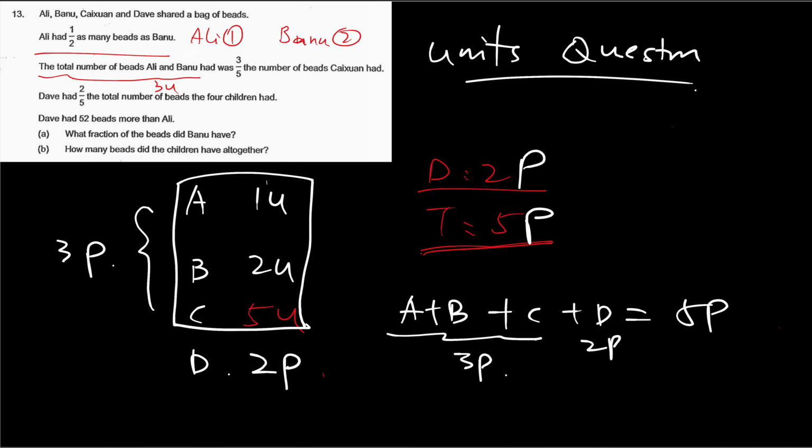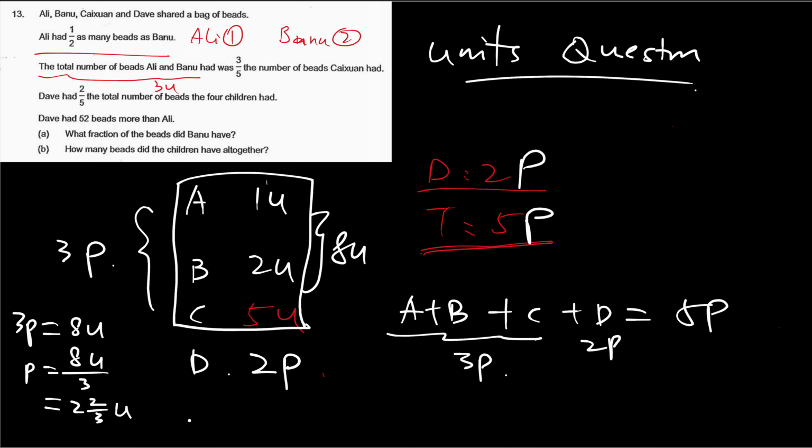Meaning your total here is how many U? 8U, right? So meaning your 3P is equal to 8U. So 1P is how much? That will be 8 divided by 3, so this will give you 2 and 2/3 U. So 1P is 2 and 2/3 U.